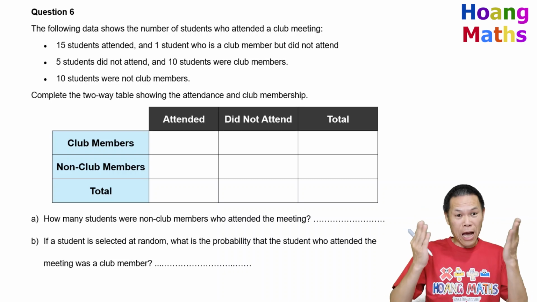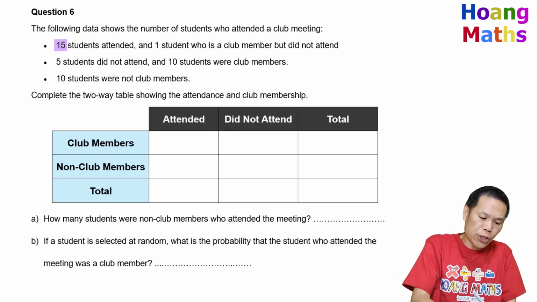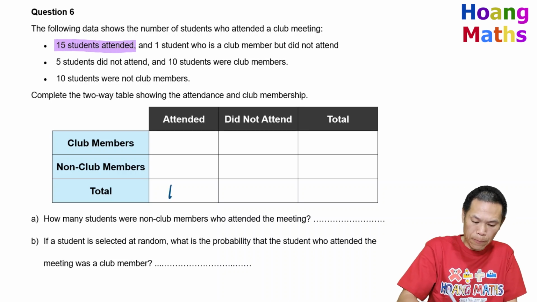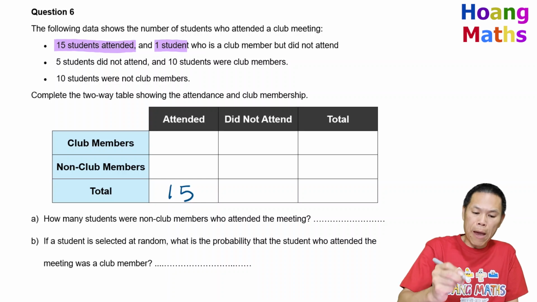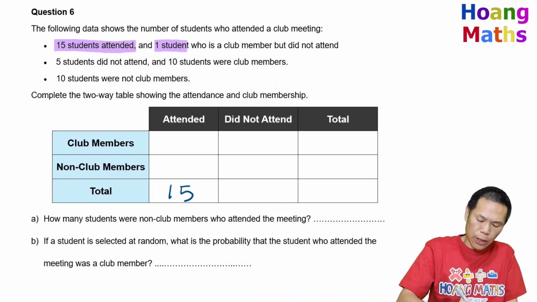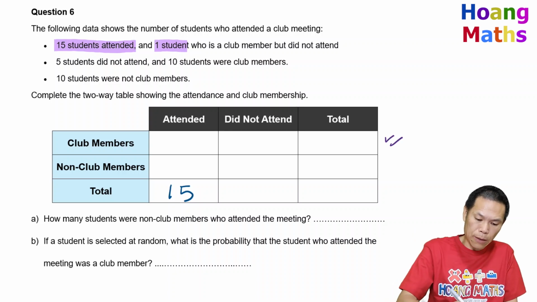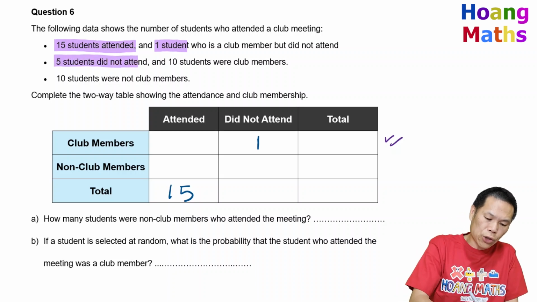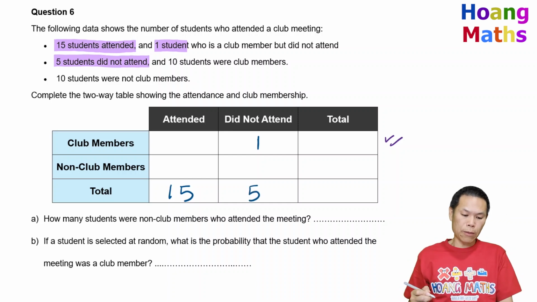Hi there, I'm back. How did you go? Let me go through it with you. So first of all, we know that there are 15 students who attended the meeting. So 15 students altogether, okay, who are attending the meeting. So 15. And one student who is a club member but did not attend. So club member is on this row here but did not attend the meeting. So one student here. And then we know that there are 5 students who did not attend the meeting.